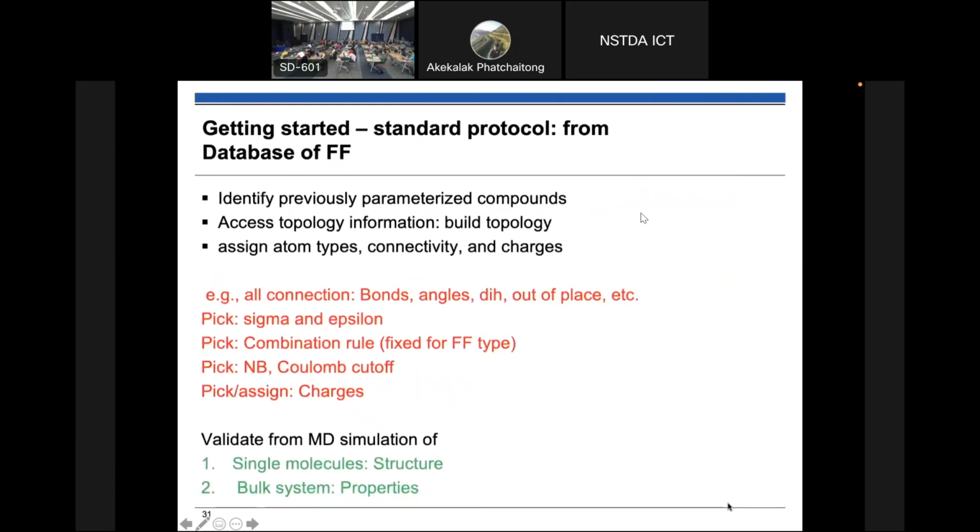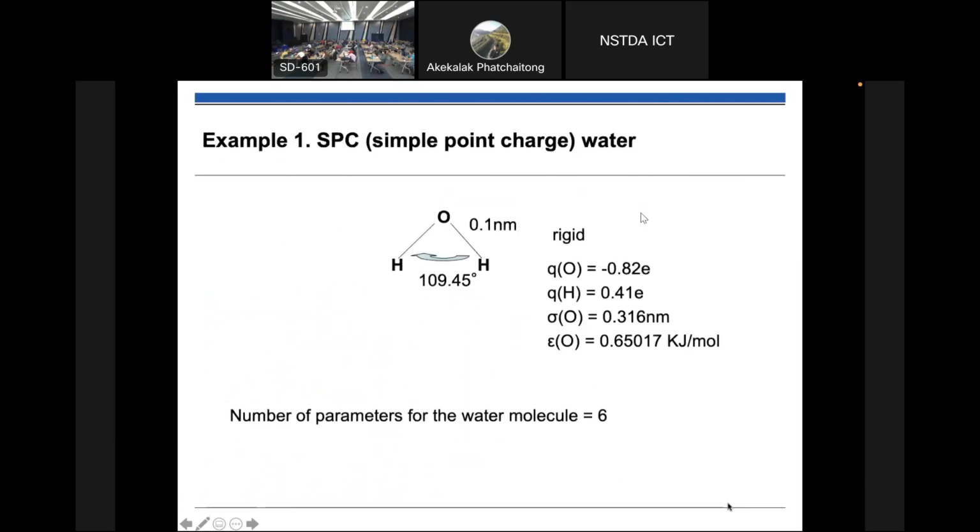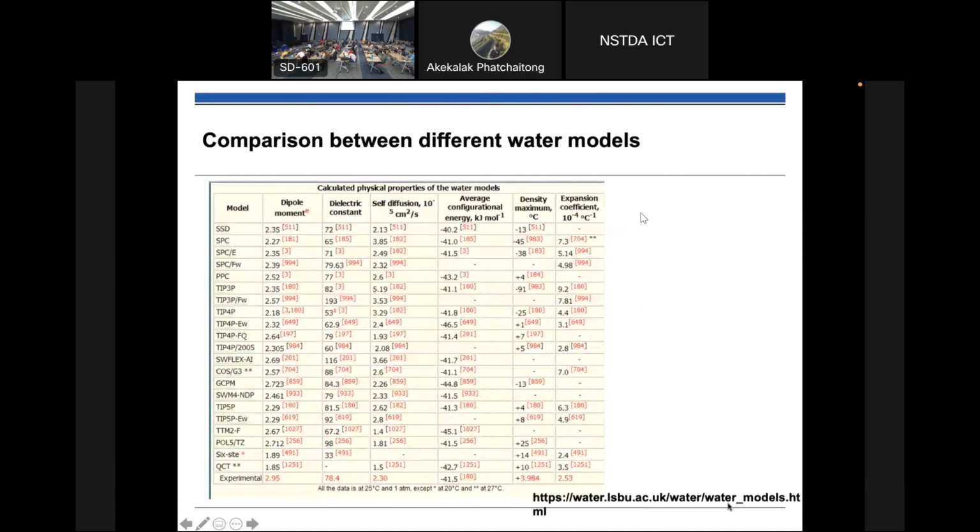So I want to skip it because I'm already another 10 minutes over. I'll just go quickly to this. This is water. I have shown you this water.